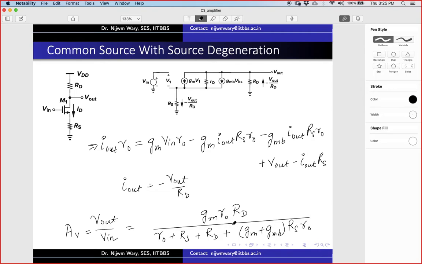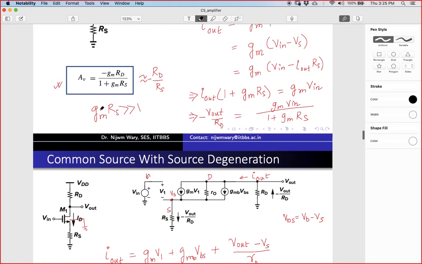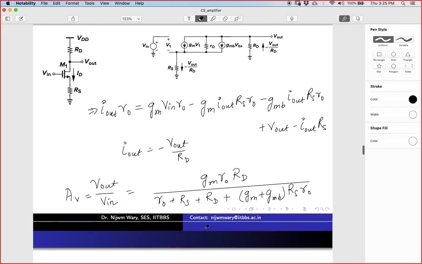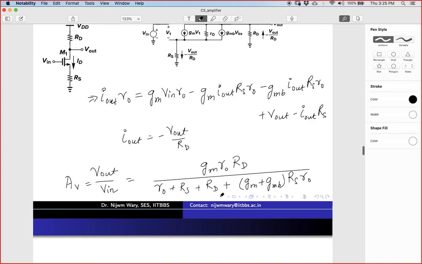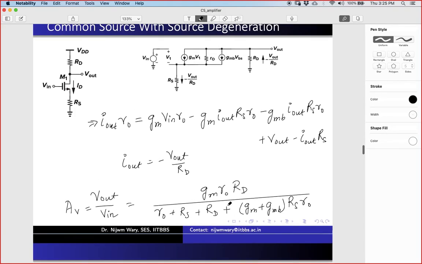So if I make this RO infinite, again I'll get the same expression whatever I had here, right? If I divide RO everywhere, then this will be 1, this will be 0, 0, and this will be GM plus GMB into RS. Now note that you see the GMB gets added to GM. So we'll see this kind of expression most of the time, that GM gets added to GMB, right? So I think you can try to derive this. Definitely I'll correct the notes.